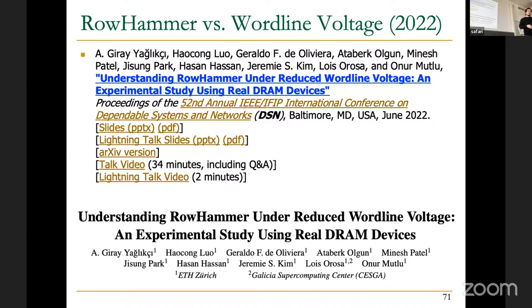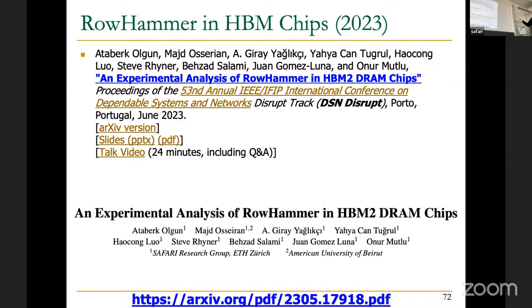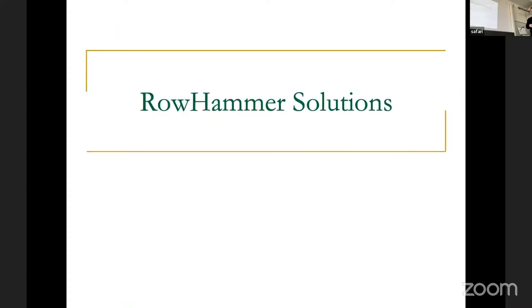We looked at how the RowHammer vulnerability of a DRAM row changes with increased or reduced wordline voltage supplied to the DRAM chip. This is basically because we have a powerful infrastructure that allows us to perform these studies. And then more recently, we also analyzed RowHammer in high bandwidth memory chips that are, I think, intensively used in today's AI servers, or AI systems.